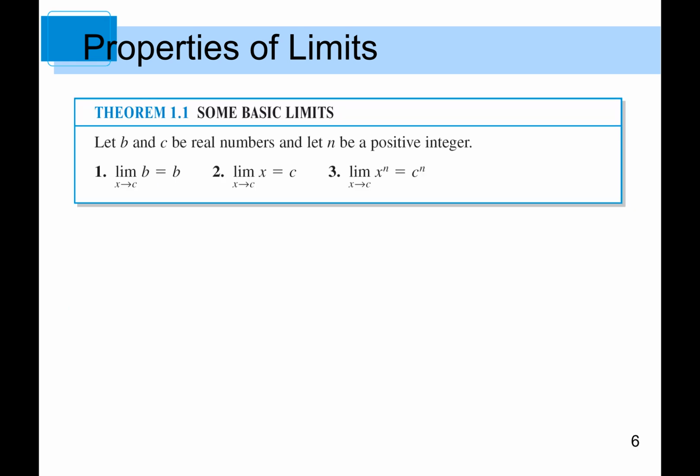Okay, so let's take a look at some basic properties of limits. Let b and c be real numbers, let n be a positive integer. So the limit when x approaches c for a constant b. So b is a constant. The limit of a constant at any point will be the same constant. So the limit as x approaches c for the linear function x will become c. For a polynomial function with n degree, the limit when x approaches c for x to the n becomes c to the n. Okay, those three are very basic limits, and it's very easy to understand.